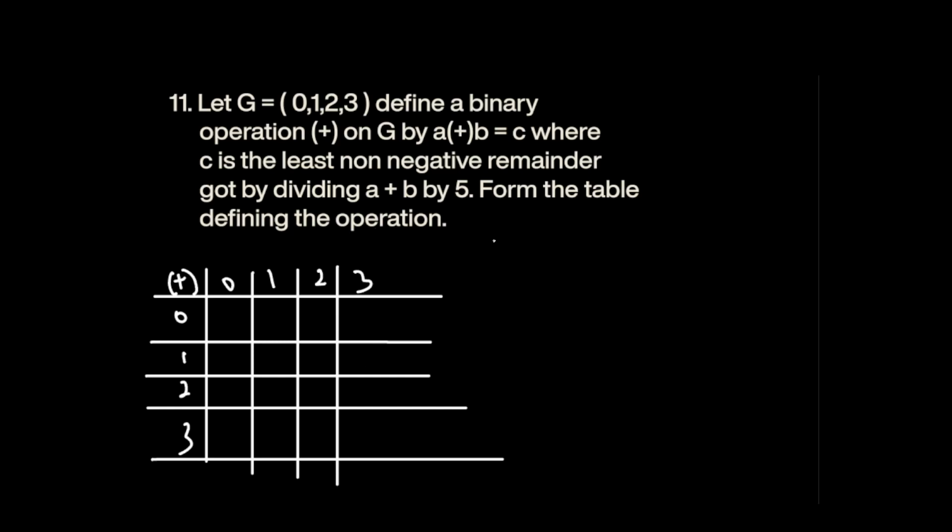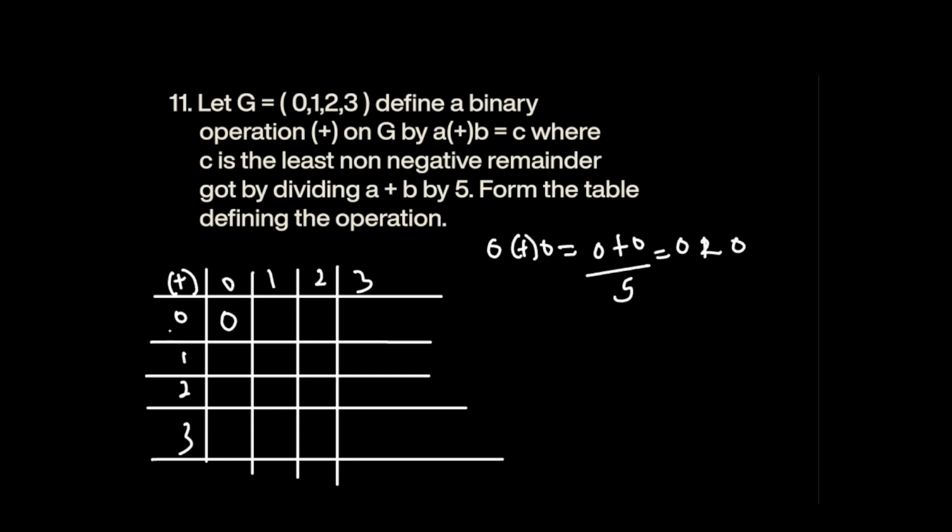So watch now, 0 operation 0 is equal to C. So what is C? Where C is the least non-negative remainder gotten by dividing A plus B. So A plus B means 0 plus 0 divided by 5. So this will give us 0, because 0 plus 0 is 0 divided by 5, that's 0. The remainder here is also 0. So we are filling here with 0.